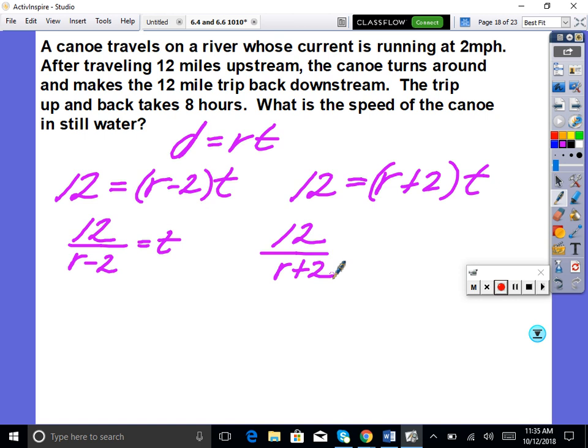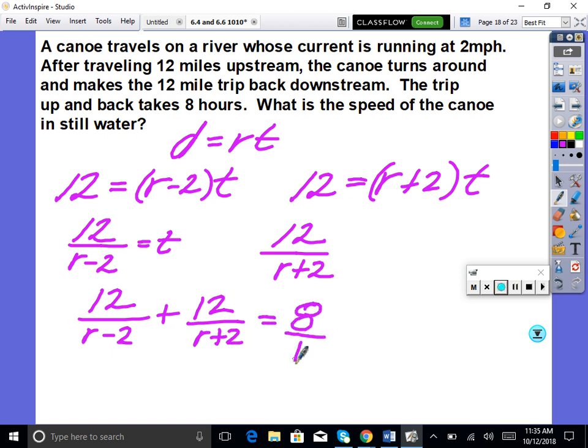And now the total time would be taking those and adding them, and then it equals 8. So you'd get a common denominator, solve. It will be a quadratic that factors. You will not have to use the quadratic formula. All good? Okay. Sweet. We're almost done.